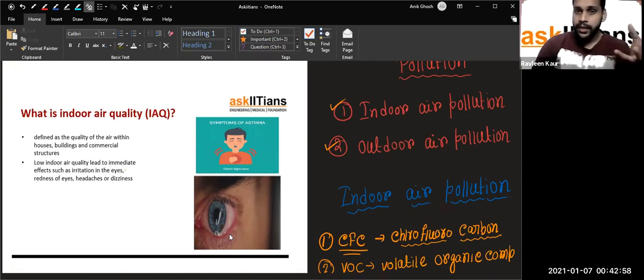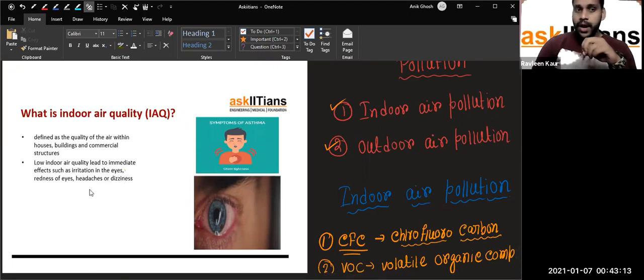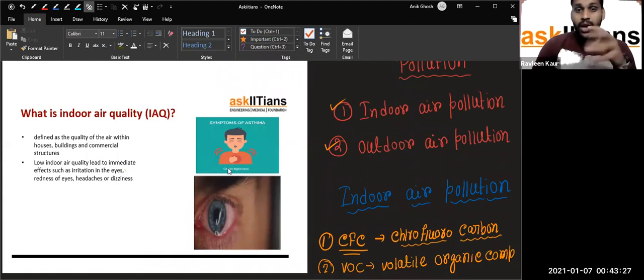Okay, so that is the thing that we were discussing. You can see it defined as the quality of air within houses, buildings, and commercial structures. Low indoor air quality leads to immediate effects such as irritation and redness of the eyes, headaches, and dizziness. I think all of you have faced these situations once or twice, right? These are the symptoms that you would come across. Your eyes would get red, and you would have some coughs or asthma-type problems. So these are the things that you can come across, right?